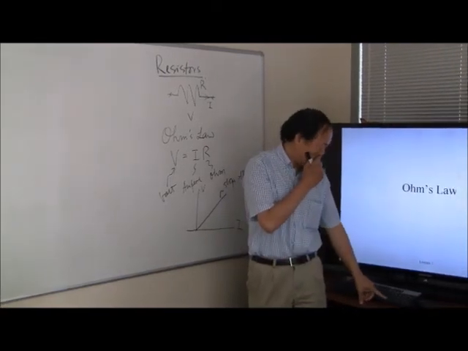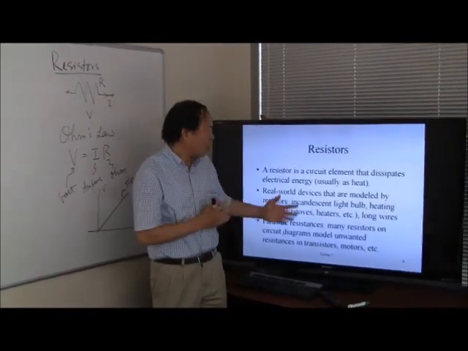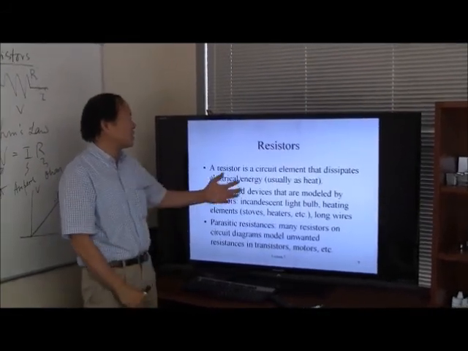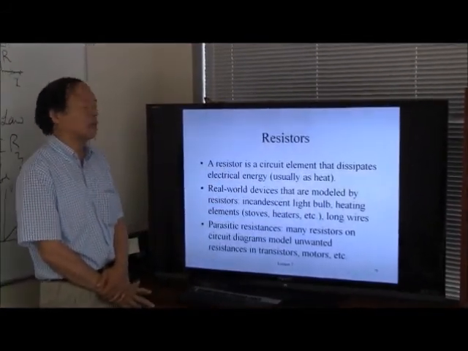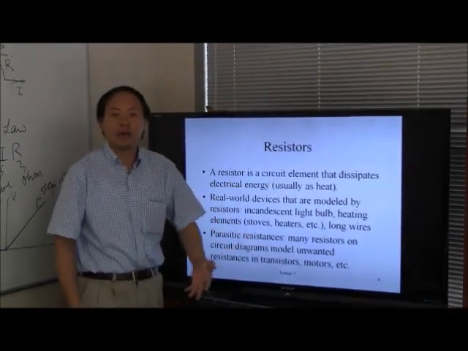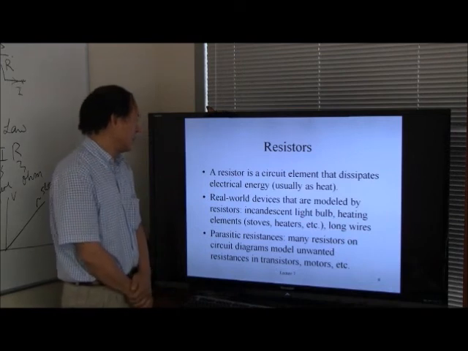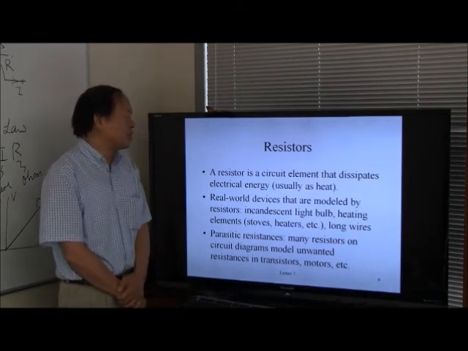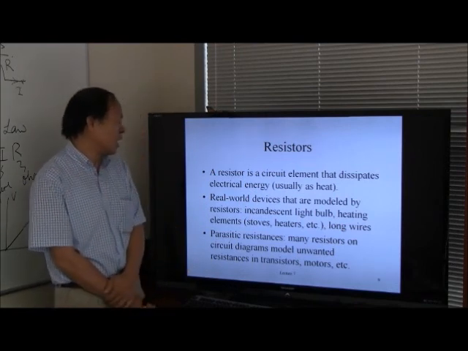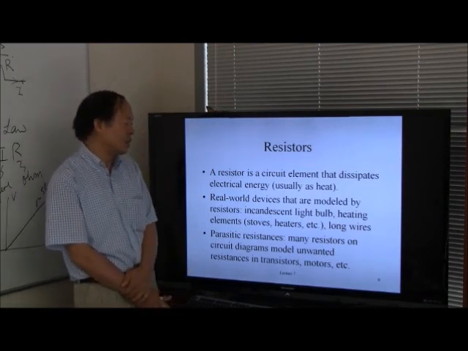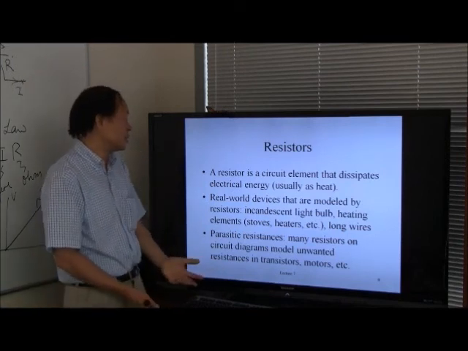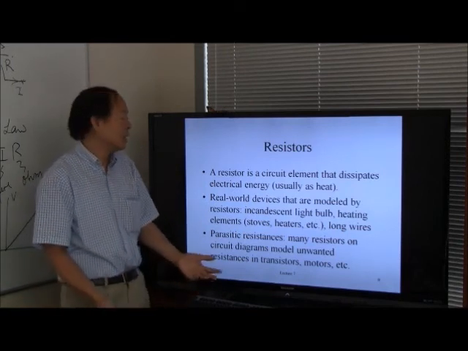Now, I would like to go over this very simply. A resistor is a circuit element that dissipates electrical energy, and usually it converts that electrical energy into heat. Devices that are modeled by a resistor include the light bulb, heating elements such as stoves and heaters, and even wires typically have resistance, turning electricity into heat.